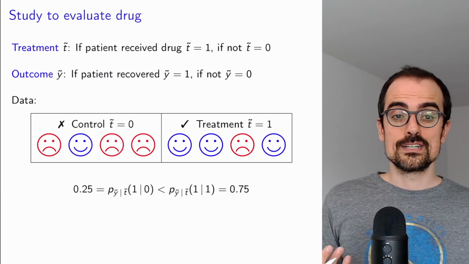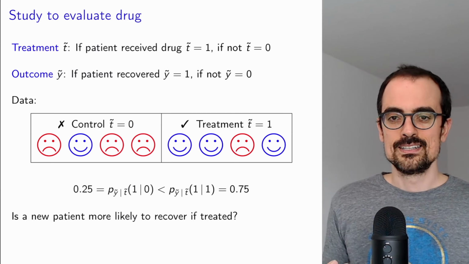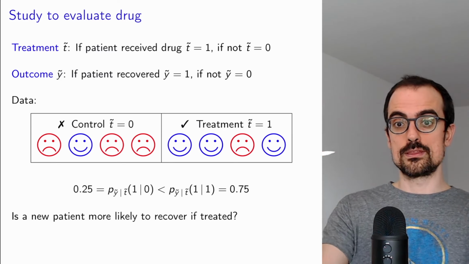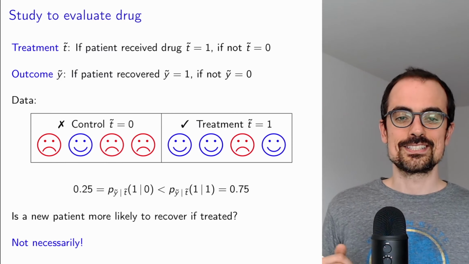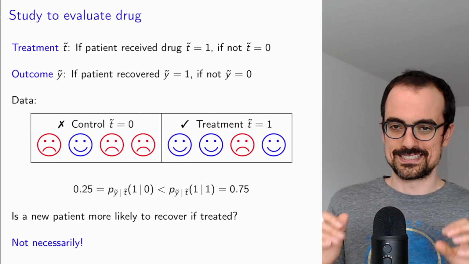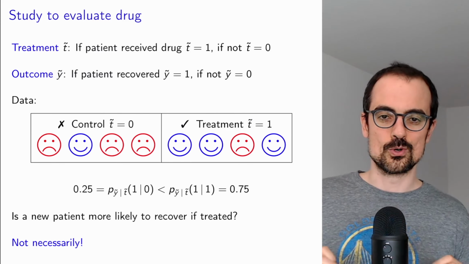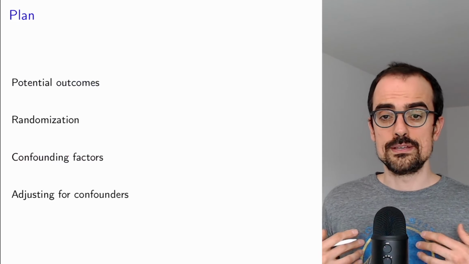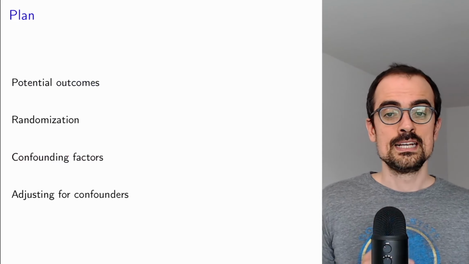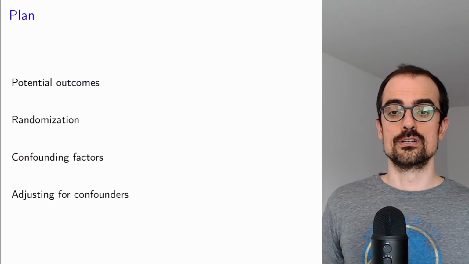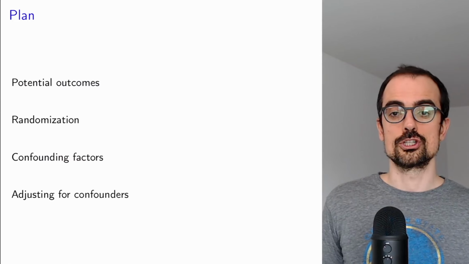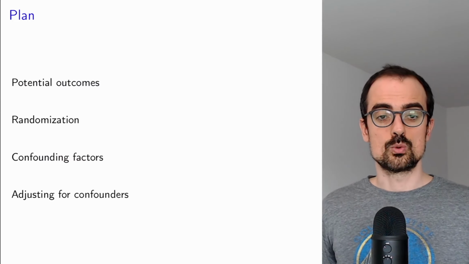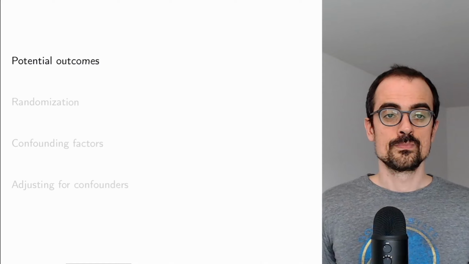So a natural question is, does this imply that a new patient is more likely to recover if we treat them with the drug? And the answer is not necessarily. And that's the whole point of this video. We're going to see why. In order to see why, we're going to define potential outcomes. Then we're going to see how randomization avoids this distortion in observed effects. Then we're going to talk about confounding factors and how to adjust for confounding factors.